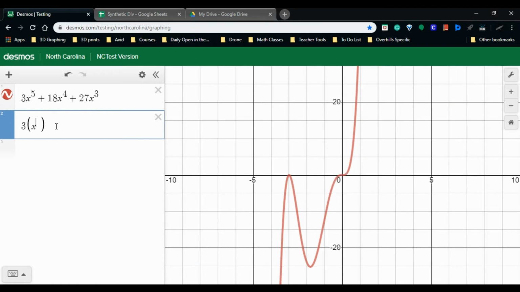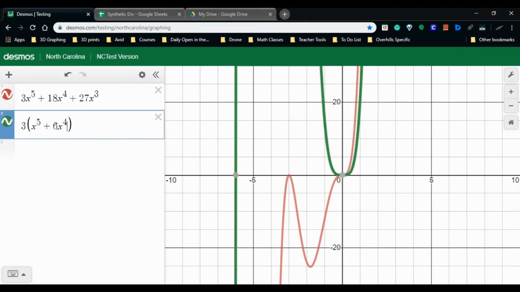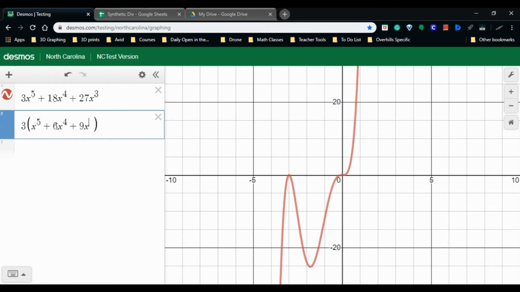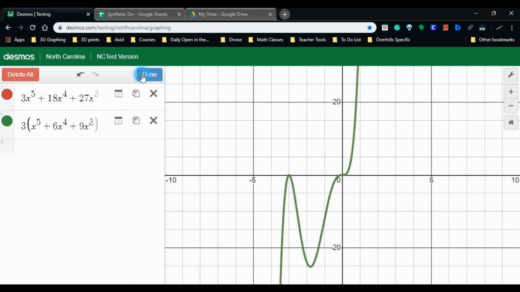And so then this is x to the 5th plus 3 times what is 18, so that's going to be 6. And so that's 6x to the 4th. And then 3 times what is 27? Well, that is 9. And so then this is 9x cubed. And I know that at least this part of everything is correct, because I factored out a 3, but my graphs still overlap one another.